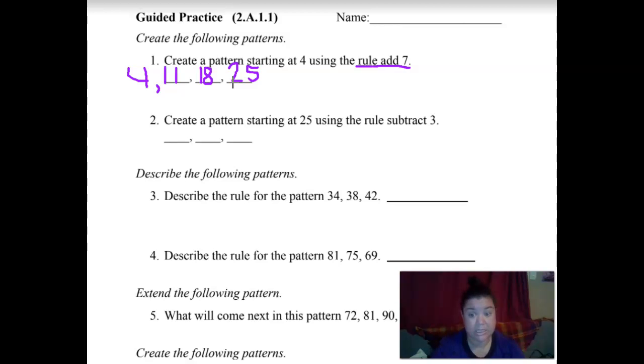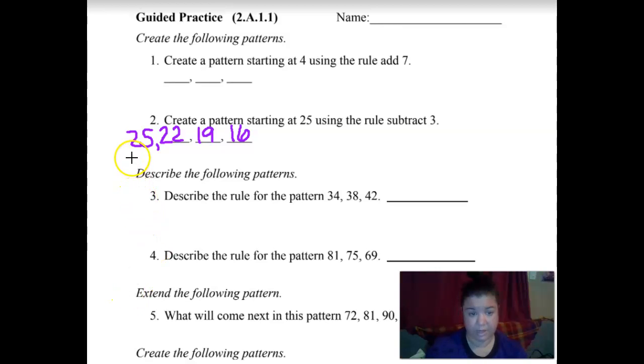Okay? Let's look at number 2. Create a pattern starting at 25 and subtract 3. So we're going to start at 25 and subtract. This time we're going to subtract 3. So we have 25, and our rule is subtract 3. So our numbers should be getting what? Smaller. So pause the video and put this on your whiteboard.